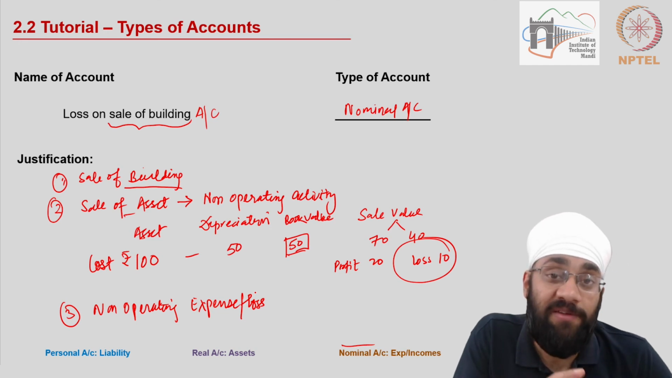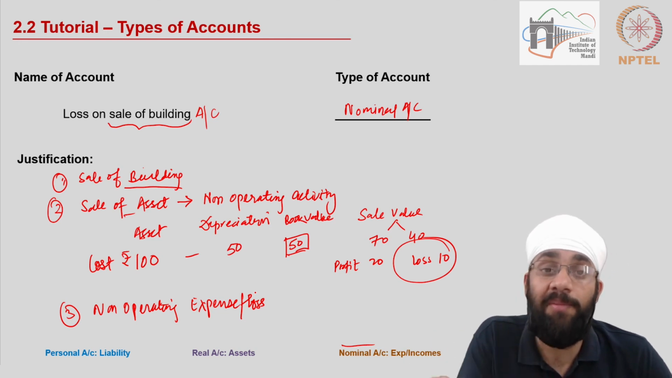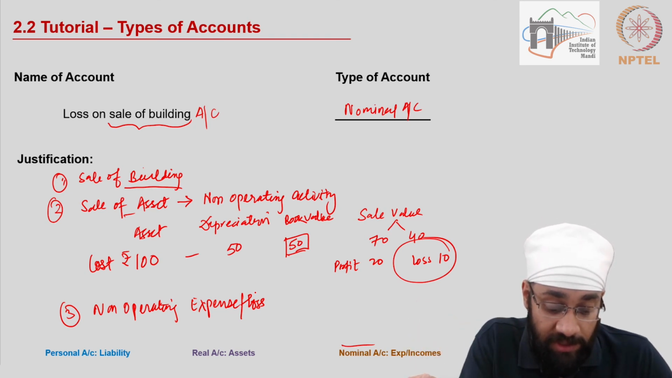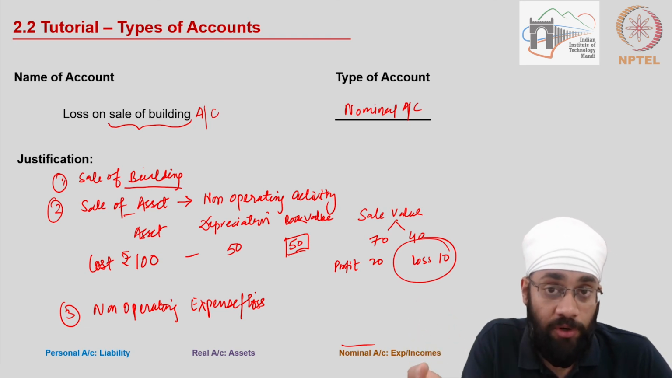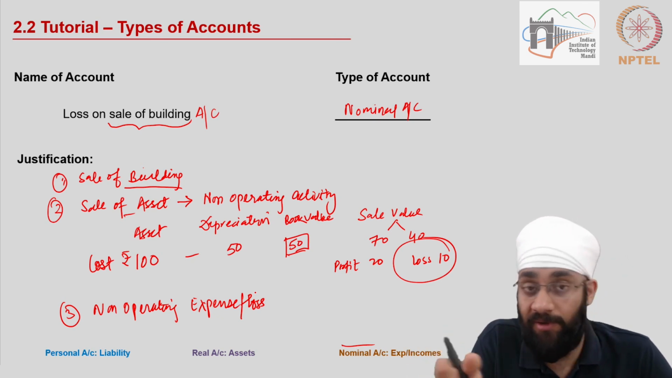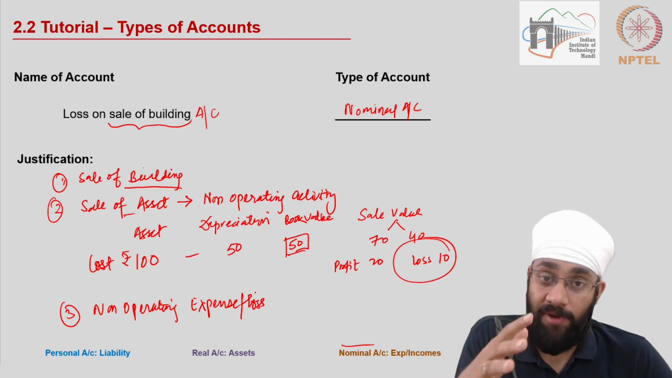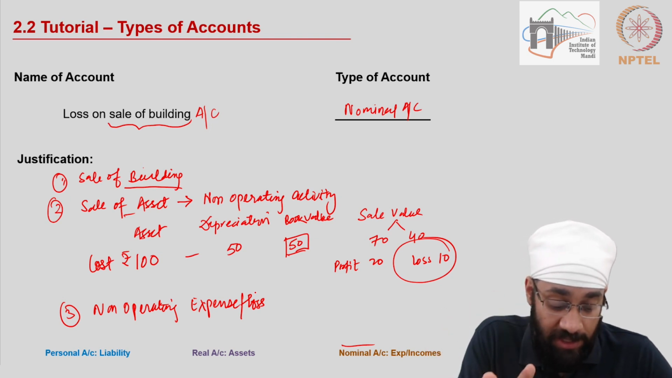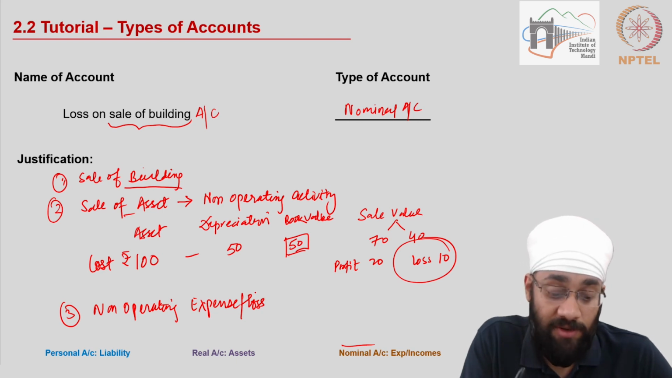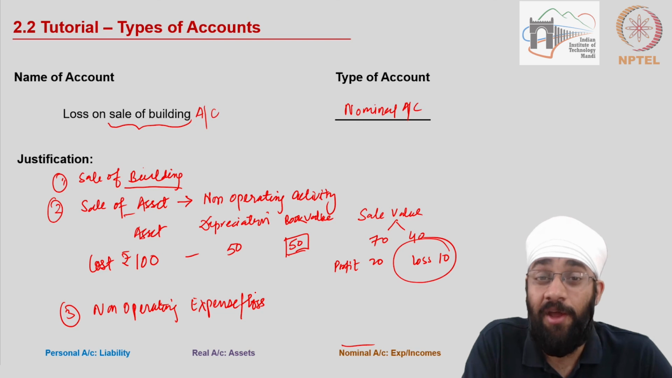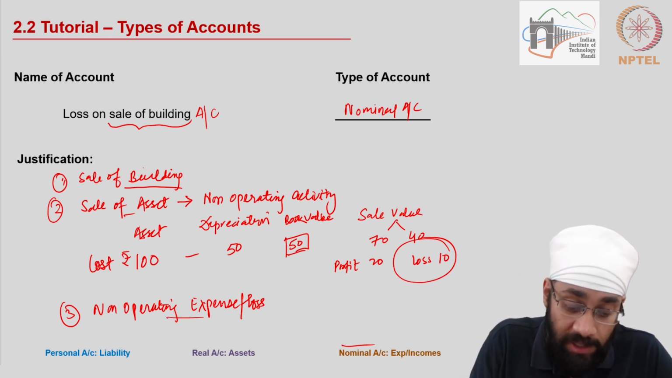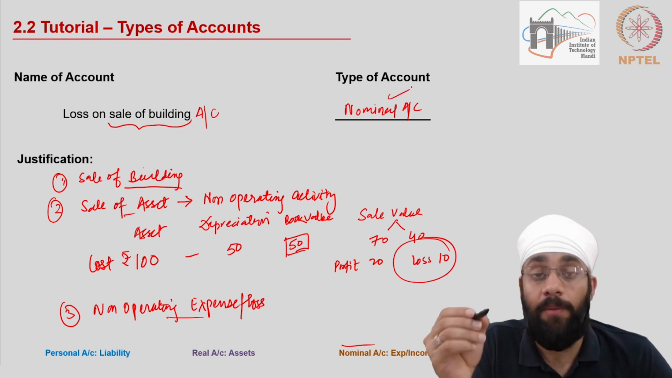In case of loss by fire, I said it was an unplanned, externally caused event, something which you could not do anything about. In this case, you could decide to not sell the building, but you have to sell the building for some controllable causes possibly. But the point is that it's not a regular loss of the business, a regular expense of the business. It's a one-time, once in a few years kind of thing. So it's a non-operating expense, and all expenses are nominal.